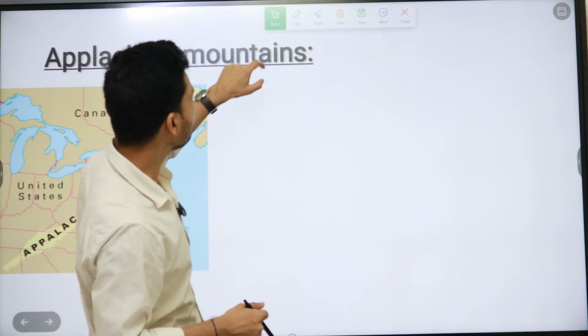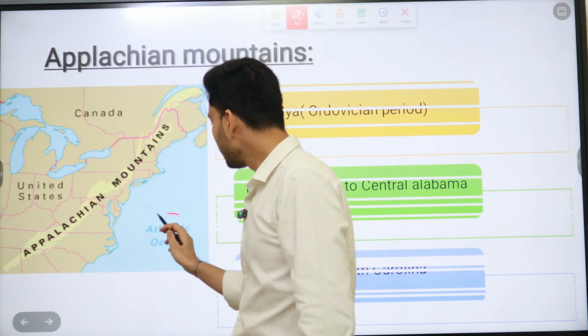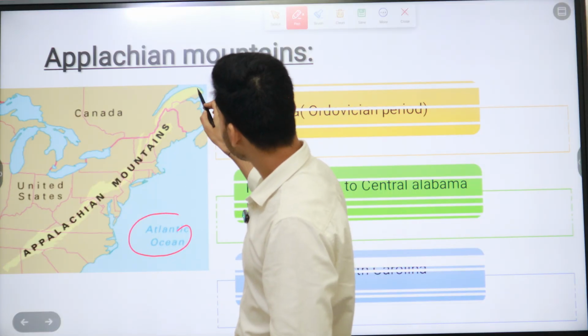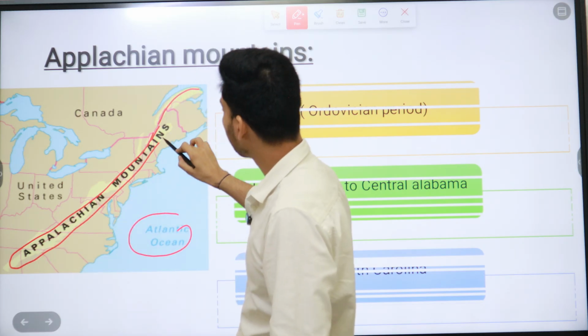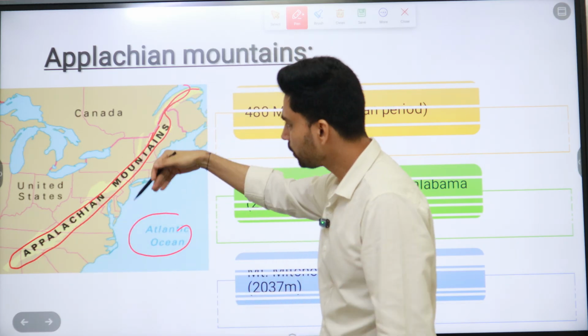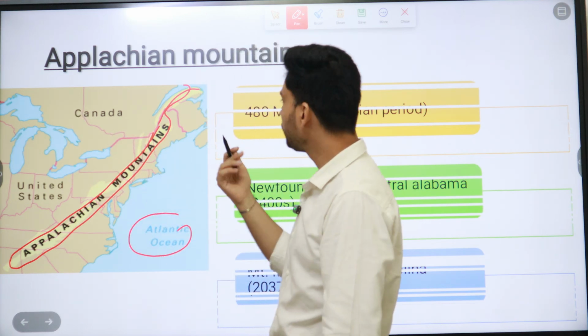Then further, another important mountain you'll find along the eastern coast of North America. Now you can see you have the Atlantic Ocean, and stretching all the way from Canada to the US, you have the Appalachian Mountain. And on the other side of the Appalachian Mountain, you have the Great Lakes region, another very important region in North America.